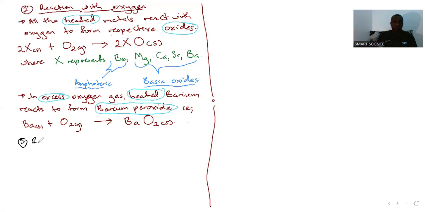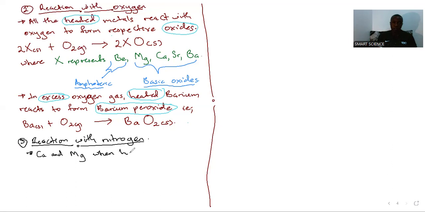3, we can look at reaction with nitrogen. Reaction with nitrogen. And when we look at reaction with nitrogen, we shall pick out only 2 elements, calcium and magnesium.